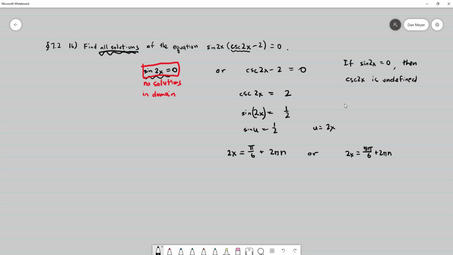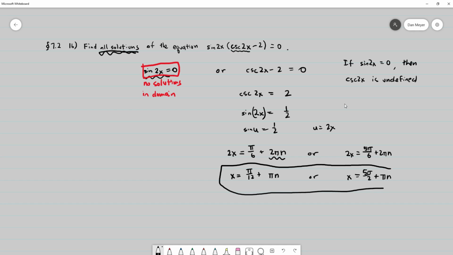Then here we're trying to solve for x, so we'll just divide by 2 on both sides and get pi over 12 plus pi n. Remember, we have to divide the period term by 2 as well. Or over here, we get x is 5 pi over 12 plus pi n. And that would be all the solutions to that equation.